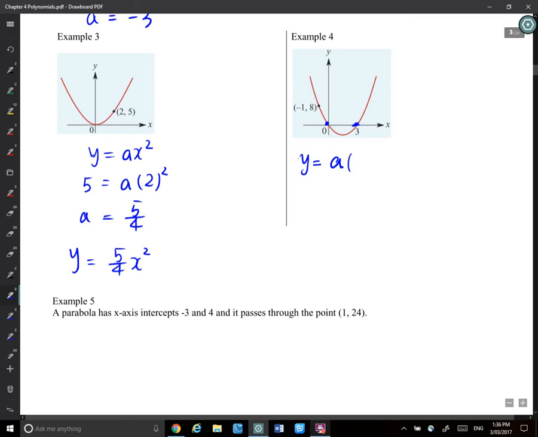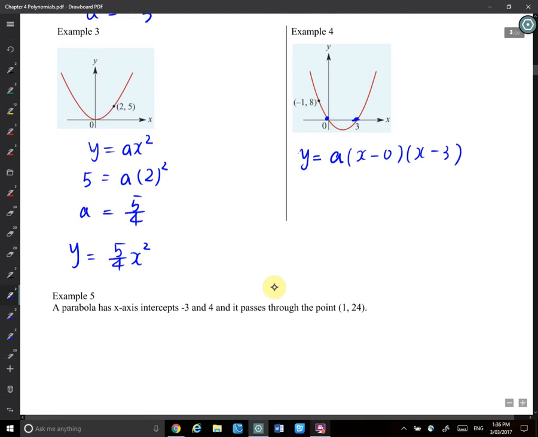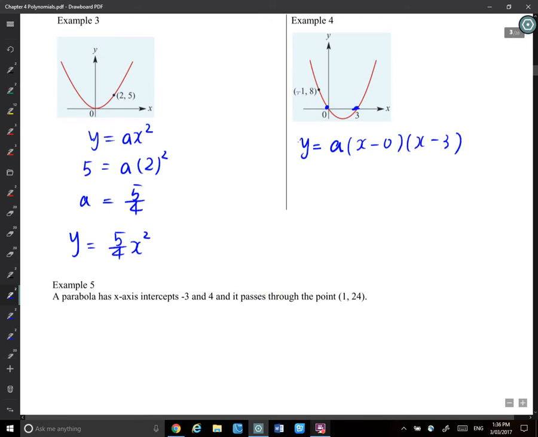So you have 2 intercepts, so you will use the x-intercept form. So it's a times x minus 0, x minus 3. Okay, you subtract the actual intercept. And you have the point (1, 8). So 8 equals a times (1 minus 0) and (1 minus 3). So 8 equals a times 1 times minus 2, which is minus 2a.